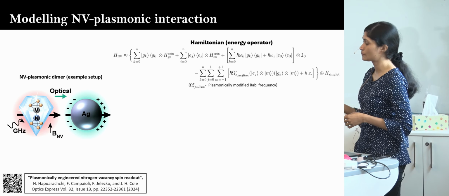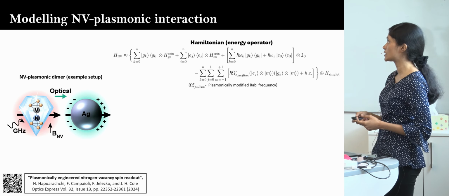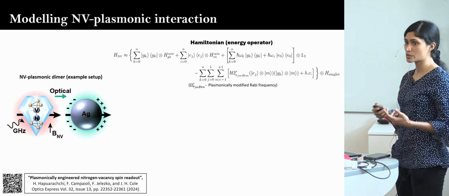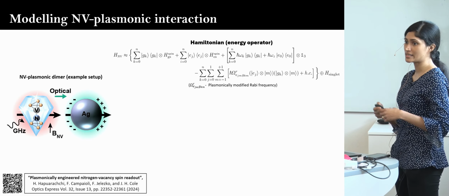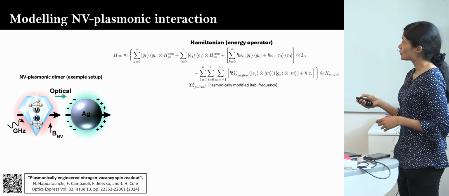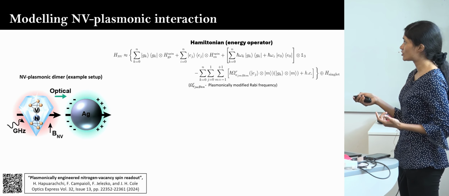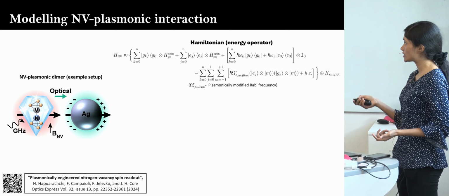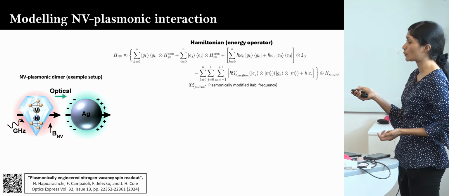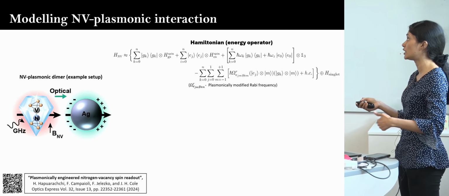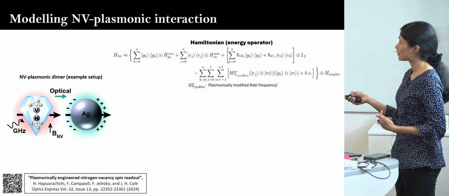So what we first do is we write down the Hamiltonian for the NV center, looking at it as a closed quantum system that coherently interacts with the total field that is incident on it. And what the plasmonic particle does here is that it changes the optical field incident on the NV center, and therefore it changes the optical Rabi frequencies, or the optical population oscillation frequencies of the interaction portion of the Hamiltonian.